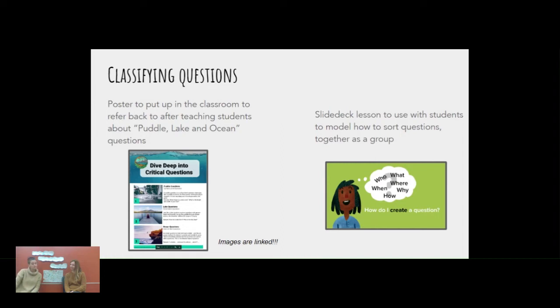And then the kiddos always go to their own journal or their own notebook to practice asking puddle questions if that's what they learned about that day. Or if they learned about lake questions, go to their journal and ask lake questions that day, etc. So that's a little bit on classifying questions.